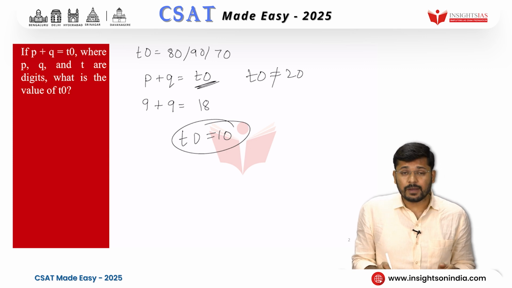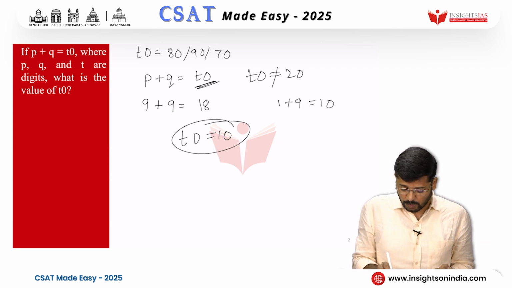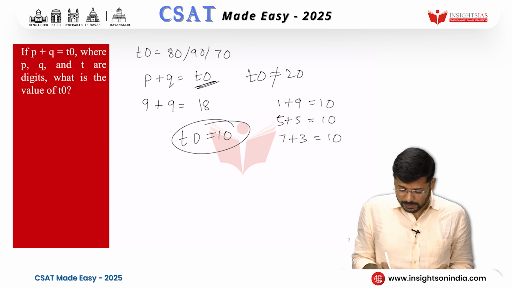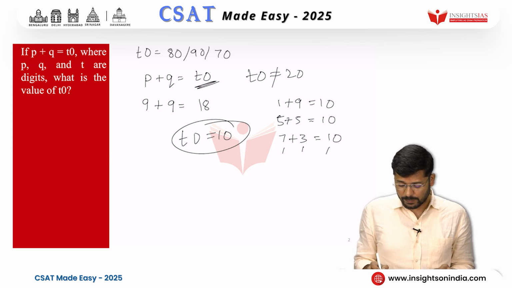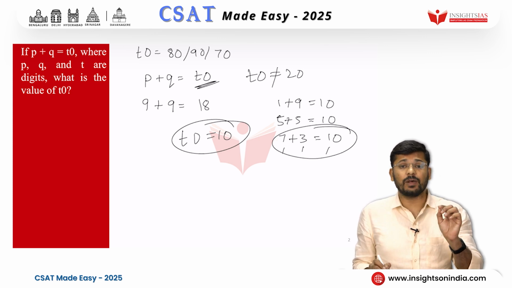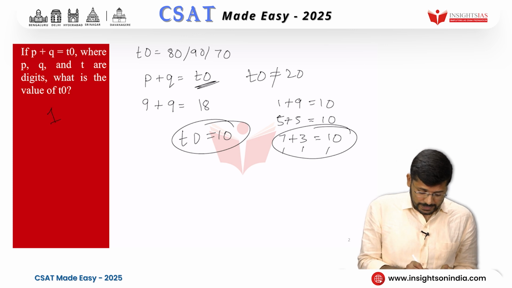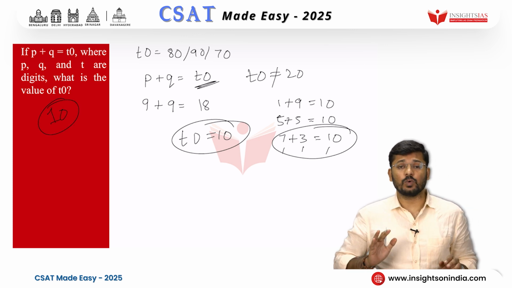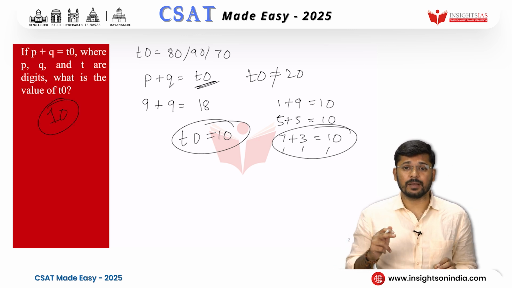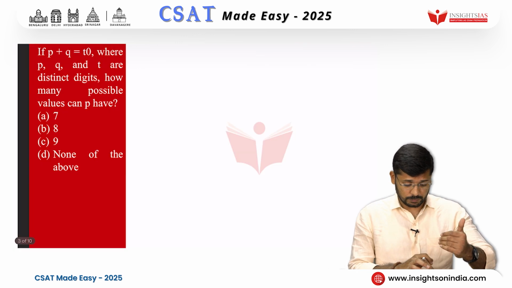How? P and Q can be 1 plus 9, which is 10, or they can be 5 plus 5, that is also 10, or something else, 7 plus 3. So, here P would be 7, Q would be 3 and T would be 1. So, the only possible value for T0 is 10. Done. We learnt a basic concept here. Let's go to an advanced level question now.